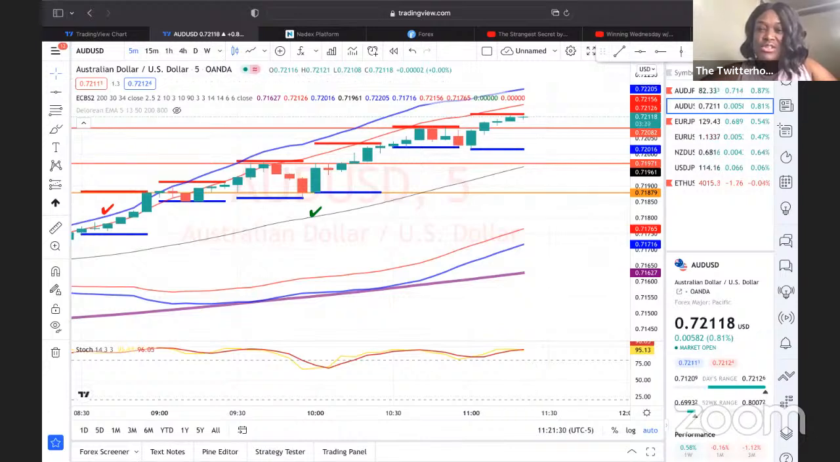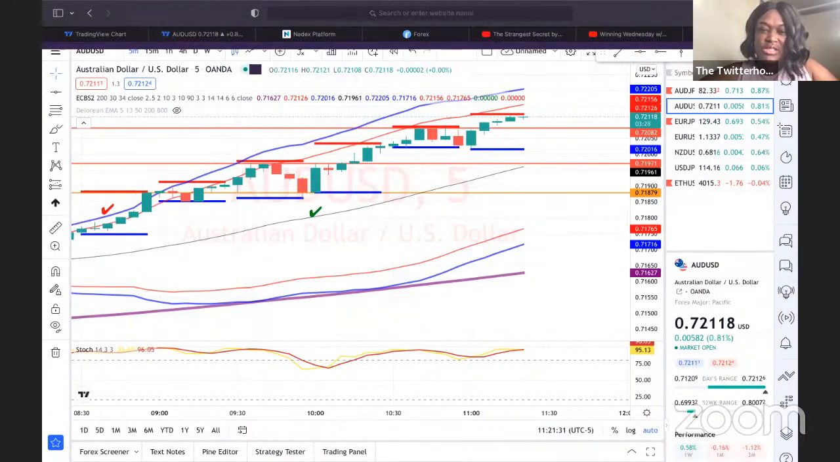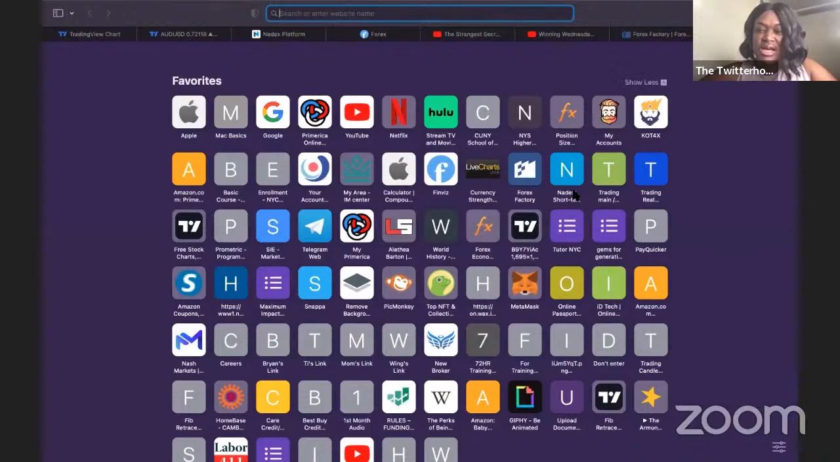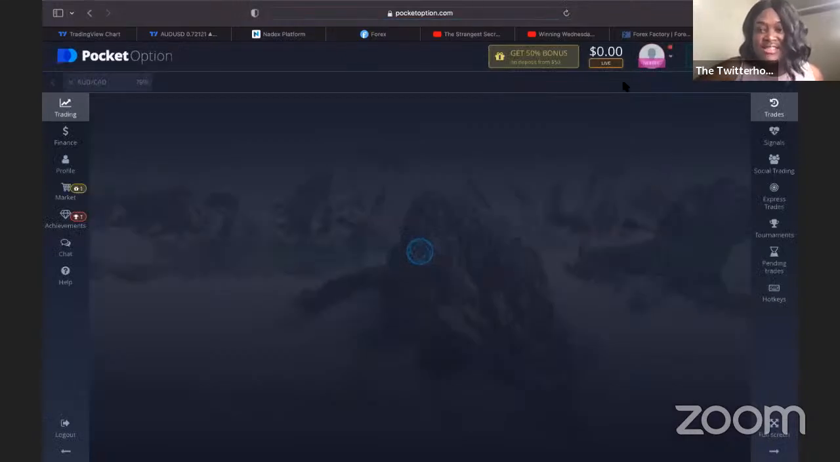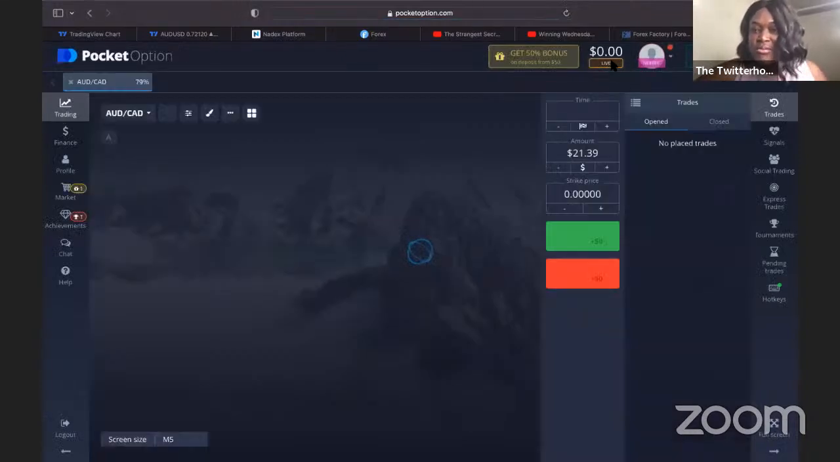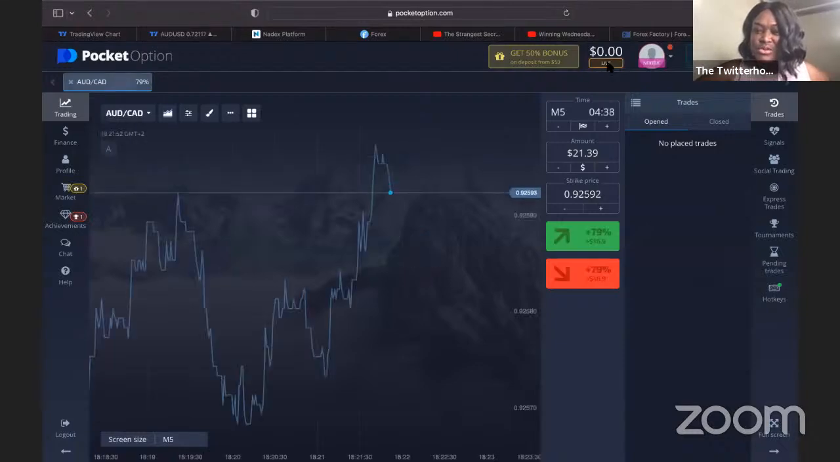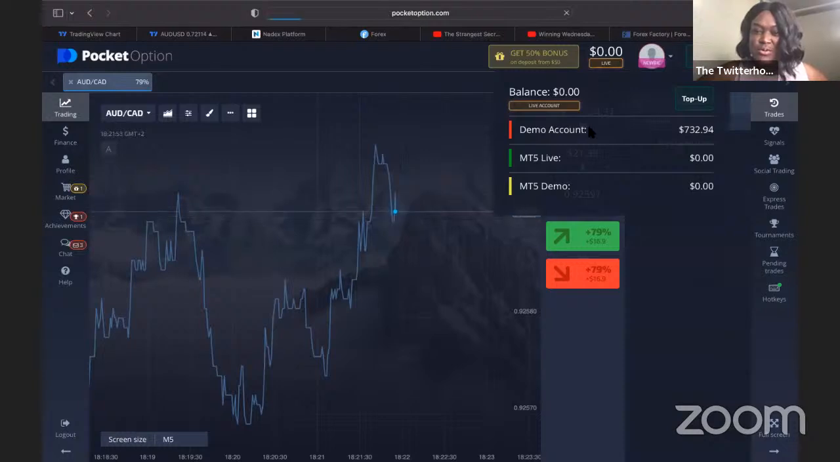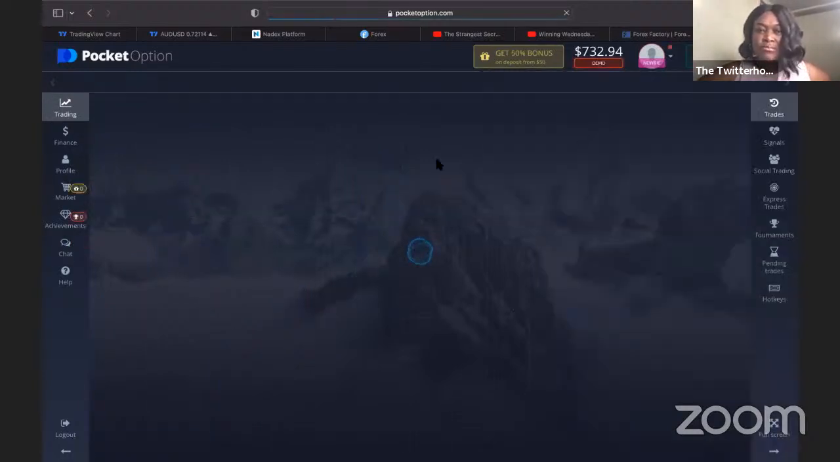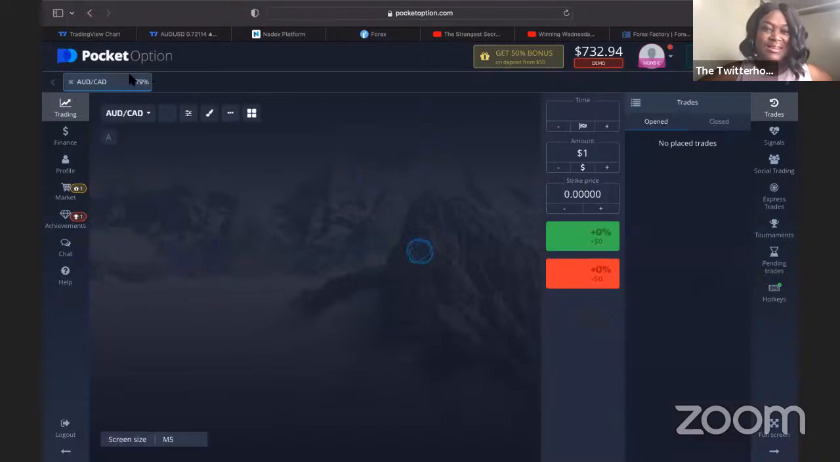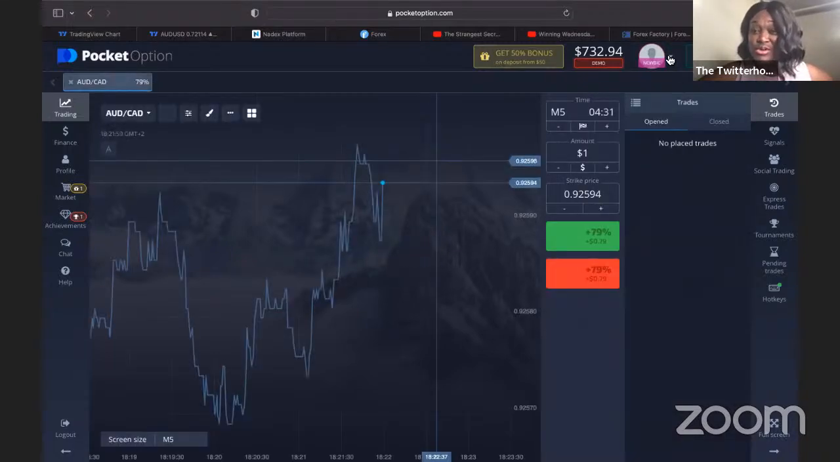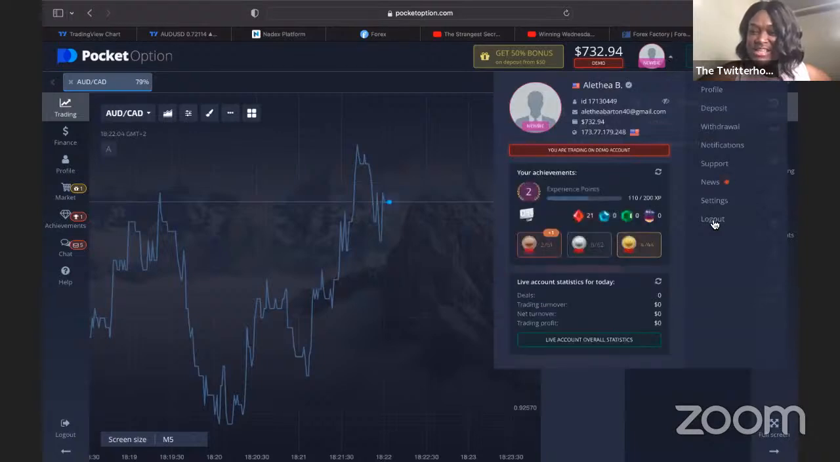So to execute the trade, you're actually going to need a binary options broker. I'm not endorsing pocket option. I'm just going to show you how to set up a demo account with pocket option because it's free to get a demo from pocket option. So I'm just going to use this. Actually, I need to show you how to create the account in the first case. Let's log out.